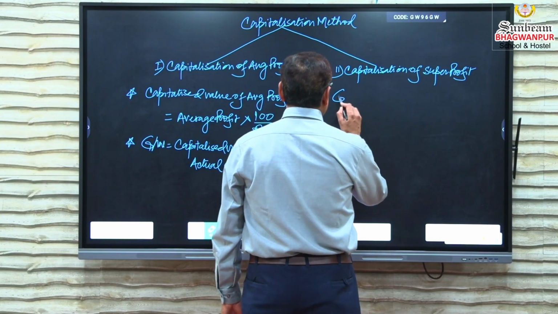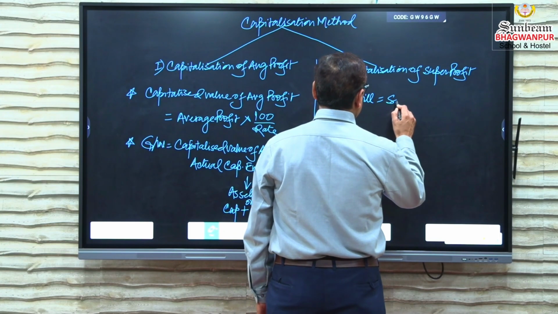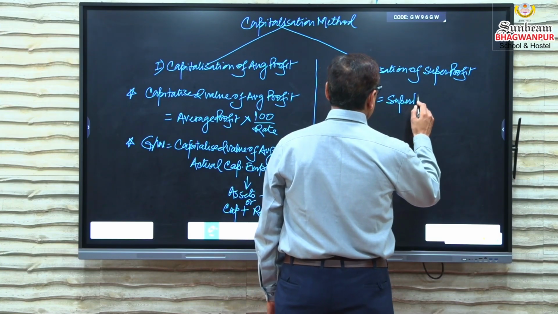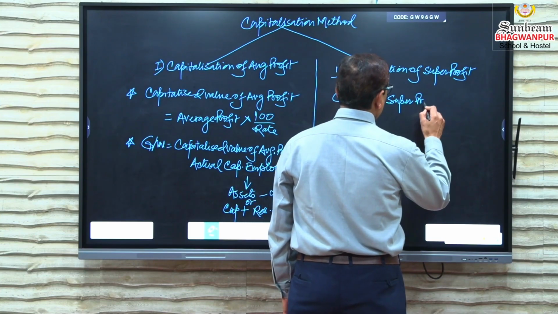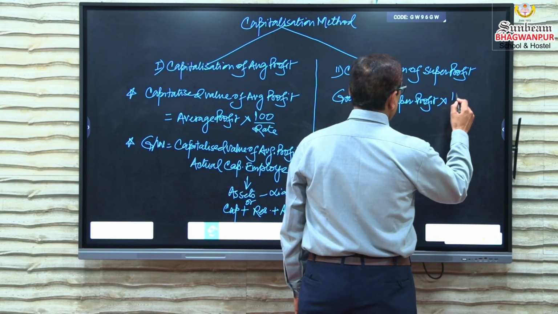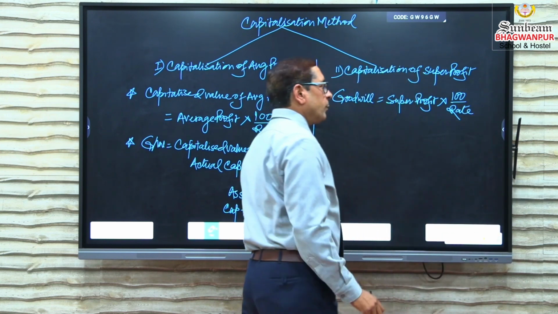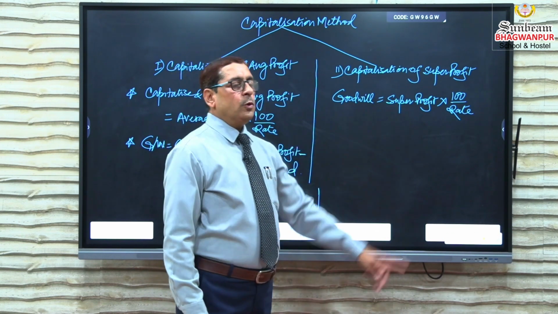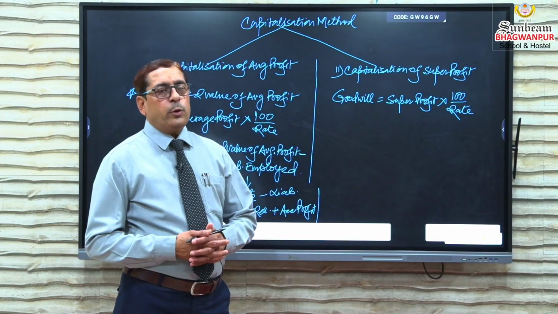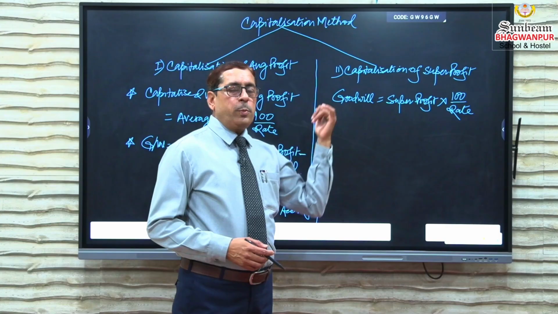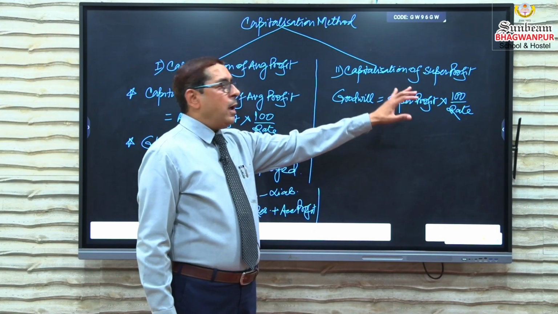It is simple. Goodwill is equal to super profit multiplied by 100 upon rate. First you will find out super profit. How to calculate super profit? This we have discussed in the super profit method. Actual profit minus normal profit, that is the super profit.